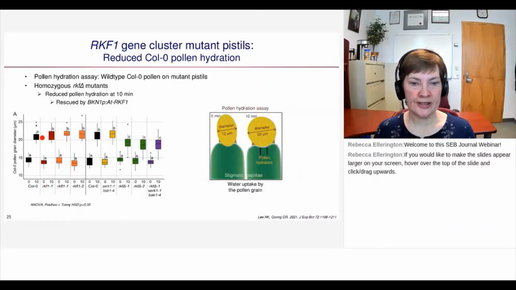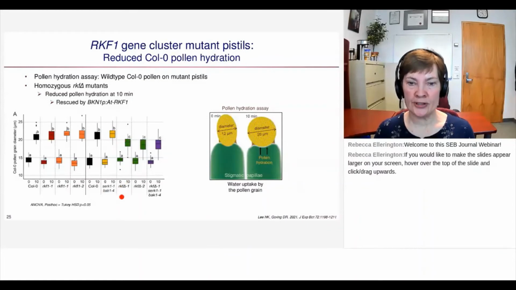So you can see that when we mutate RKF1 or RKFL1, there's no change in the pollen hydration at 10 minutes. It's the same as wild type Columbia. So these mutant pistils are supporting the same level of hydration as wild type Columbia pistils. Same for Circ1 BAC1. These mutant pistils are also able to support wild type pollen hydration levels.